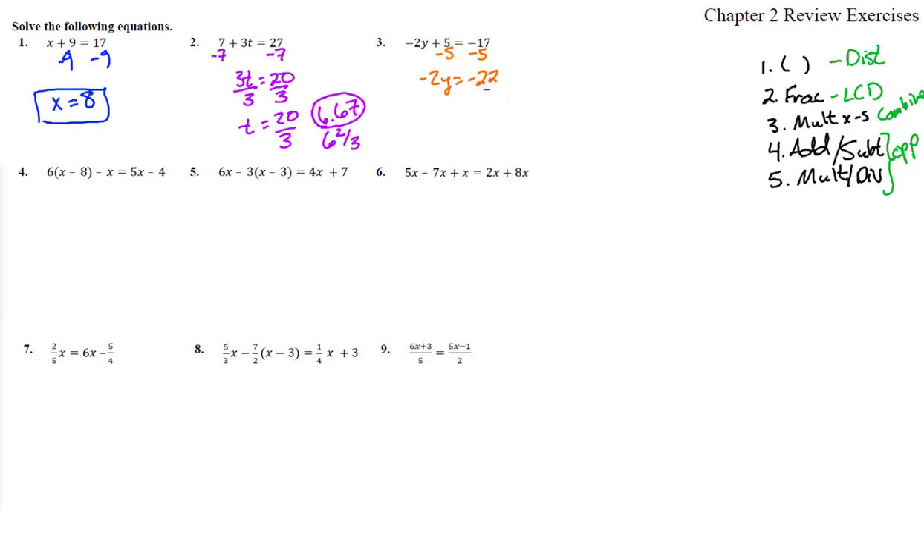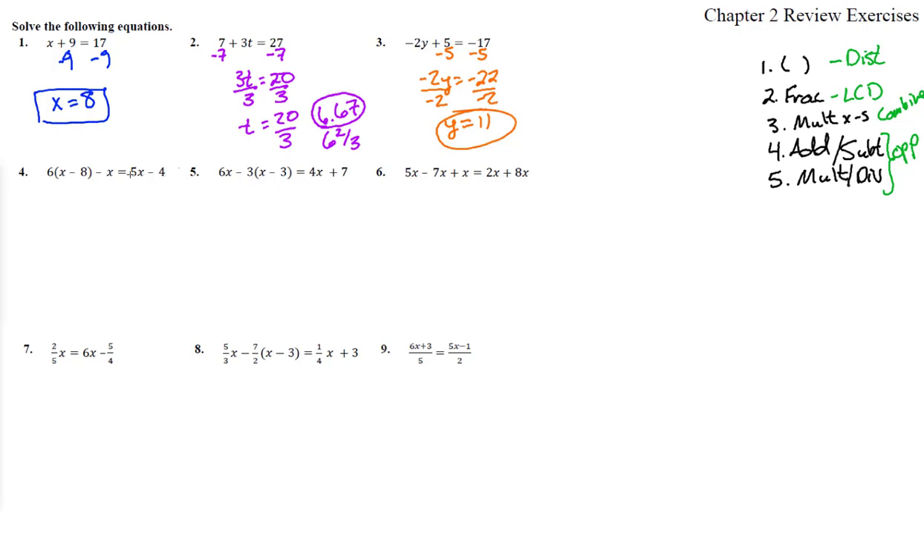And then the last step, undo with division with a negative 2, and we get y equals positive 11. That's negative divided by a negative is a positive 11. All right, number 4. Here we have 6 parentheses x minus 8 minus x equals 5x minus 4.